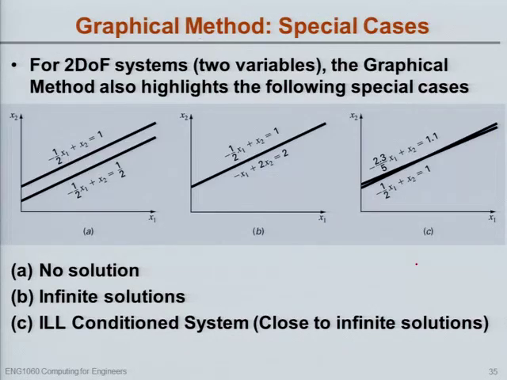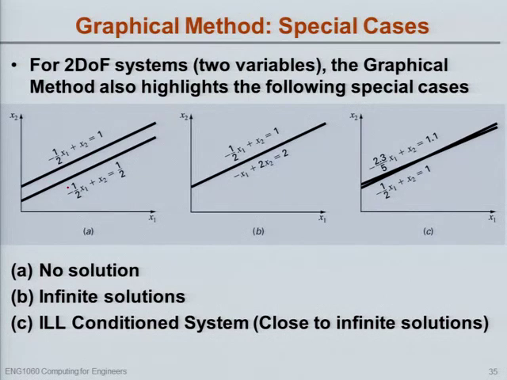Now, there are a number of special cases here that we really have to be aware of. The first is when these 2 lines are parallel. Okay, that means the lines never cross. In practice, what does that mean? It means there is no solution to those equations. There are no values of x1 and x2 that satisfy both of those equations simultaneously.